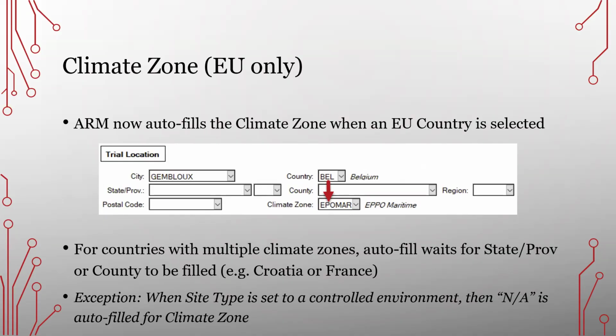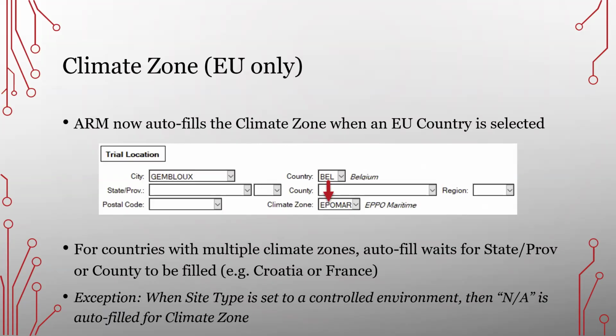All right, last topic within the site description bucket is the climate zone. Pretty specific here to the EU, but ARM can autofill the climate zone based on when you enter in your country. So for most EU countries, it's a one-to-one mapping based on your country. We know exactly what the climate zone is, so we might as well autofill that value, so that way it's recorded. It's really important for most studies to know the correct climate zone that you're in.